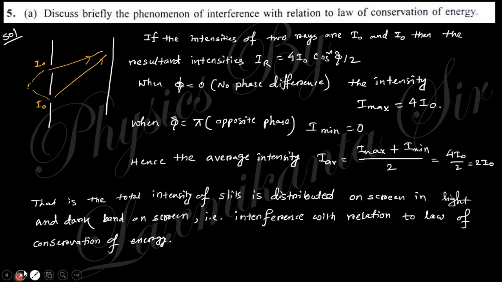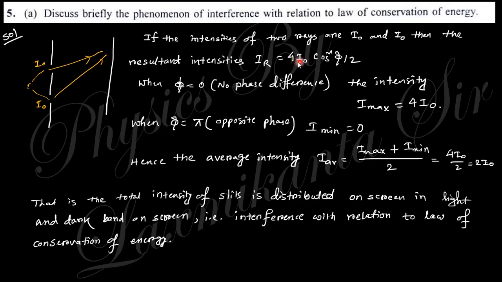Next question, discuss briefly the phenomenon of interference in relation to the law of conservation of energy. That is, when there are two signals or two monochromatic lights with intensity I naught, if we take the intensity as the same, that is I naught, then the total intensity of the light falling on the screen is 2 I naught.